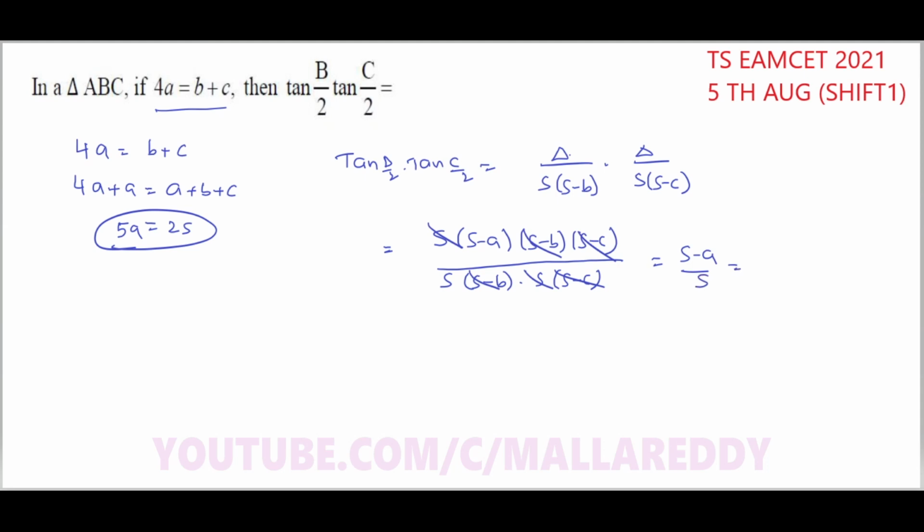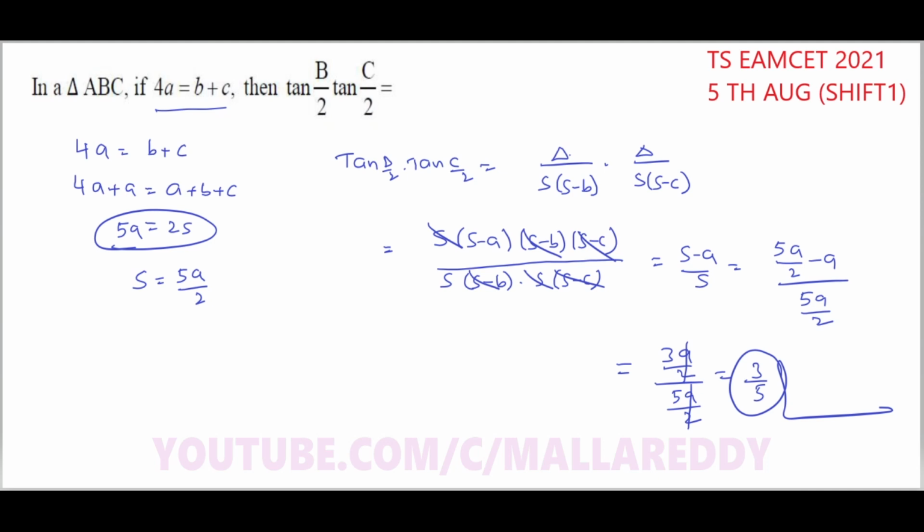So from this s value is 5a by 2. Substituting this value, that is 5a by 2 minus a by 5a by 2. 5a minus 2a, that is 3a by 2 by 5a by 2. Here a by 2 cancel. That is equal to 3 by 5. This is the value of tan b by 2 into tan c by 2.